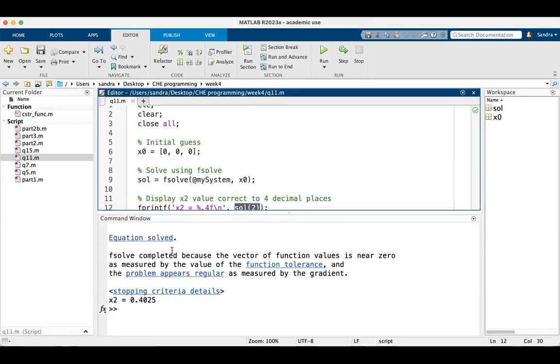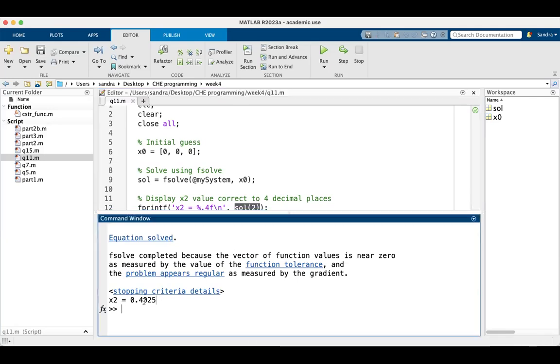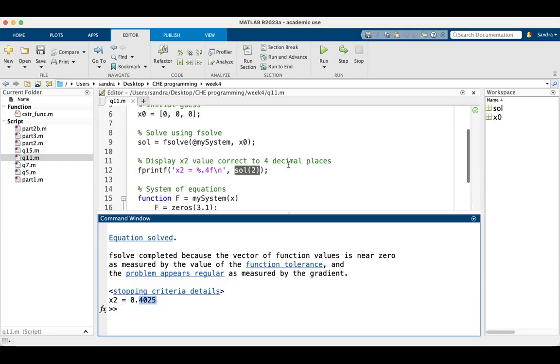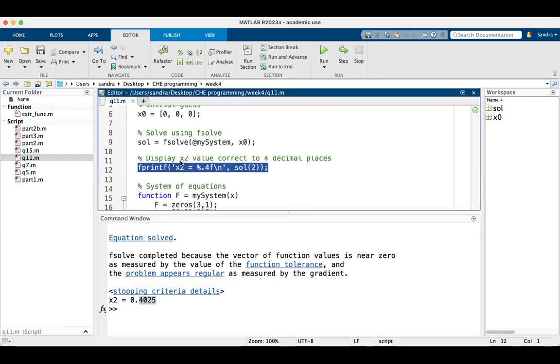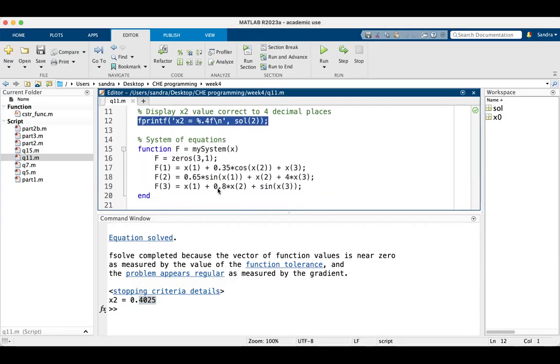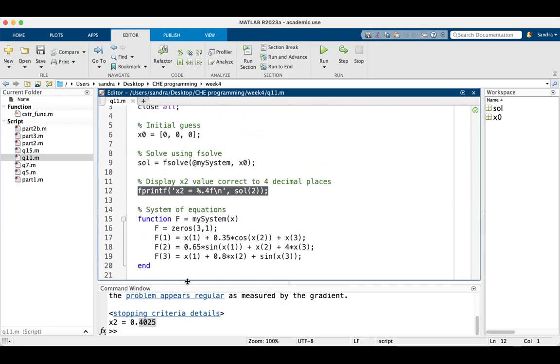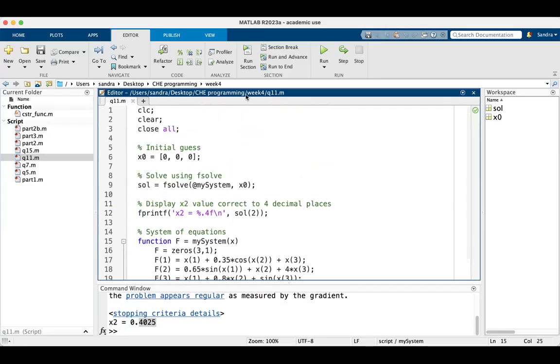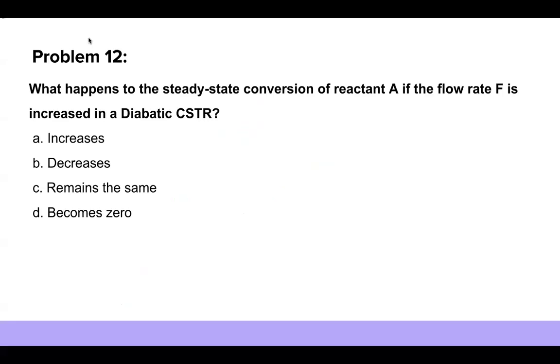So here we have the equation solved properly. Now we get x2 is equal to 0.4025. So exactly after the decimal point, you have four figures, 4025. So this is how you can print using fprintf. And I'm sure that by now you know how fsolve works, right? Do you have any doubts? If not, let us move on to the next question. I'll give you 2 minutes.